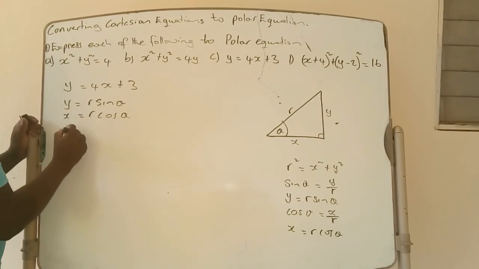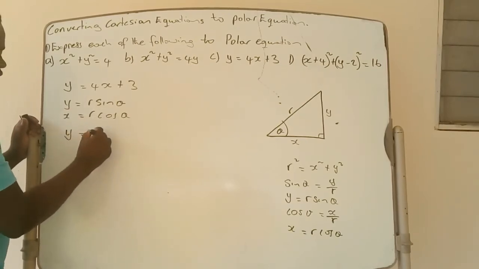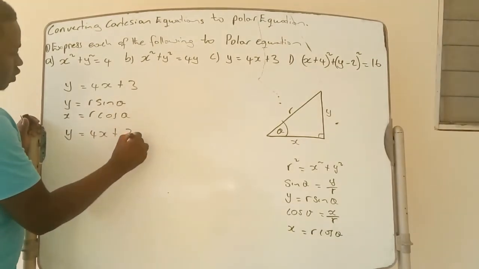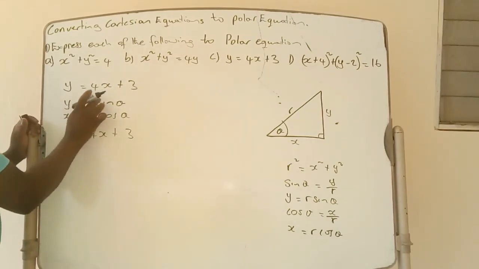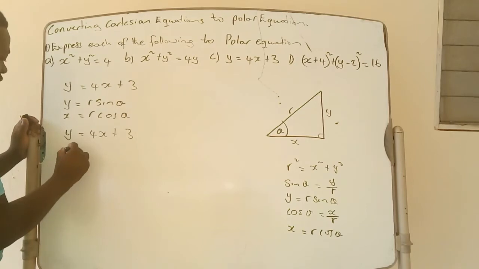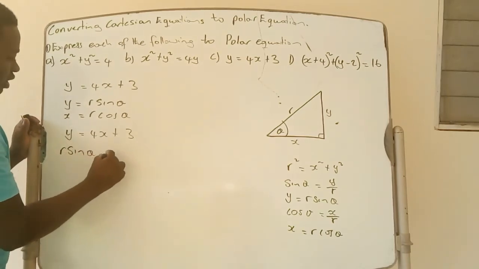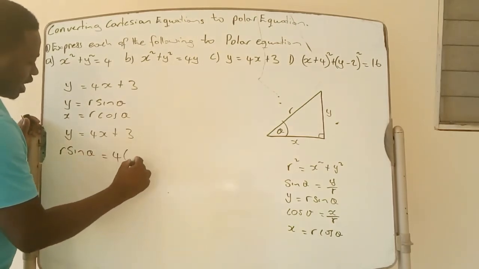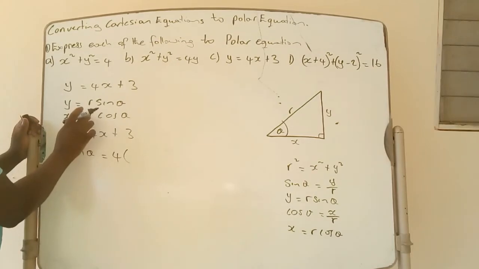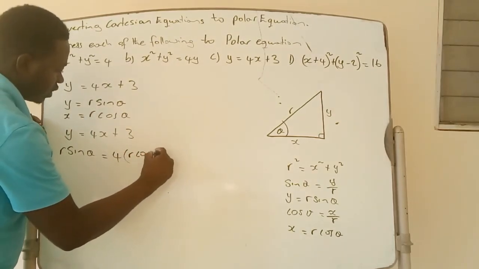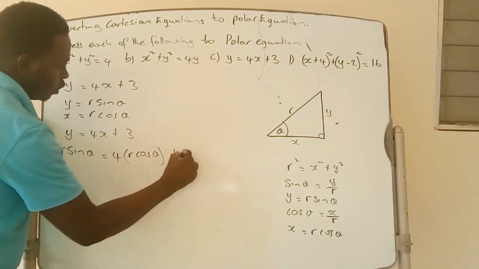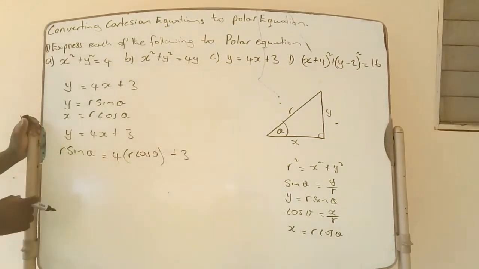So this is the original thing, which is y = 4x + 3. So we're going to replace y with the value of y, which is just r sin θ. So it's going to be r sin θ is equal to 4 times x. Well, what is x? x is r cos θ. So that is r cos θ plus 3, right? And then what we're going to do is to try to simplify this.